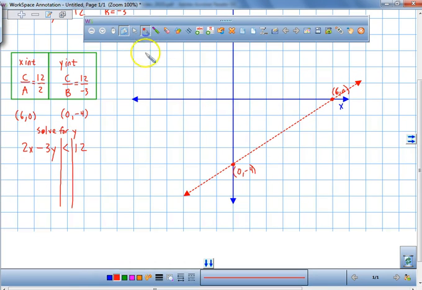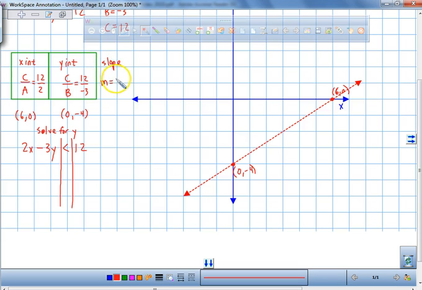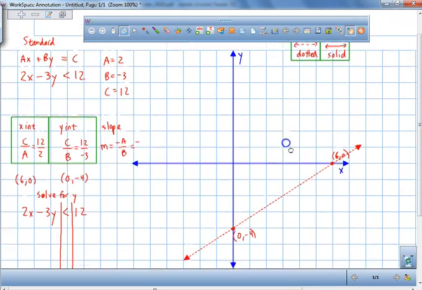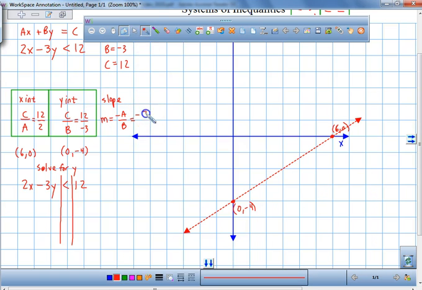I forgot to do one little thing. Before I solve for y, I'm just going to add one little box. I'm going to write the word slope. Now slope in slope-intercept form is m, but in standard form you can find it by knowing the negative a value over the b value. Negative a over b. Now our a value is 2, so instead of a 2, I'm going to put a negative 2. And our b value is negative 3.